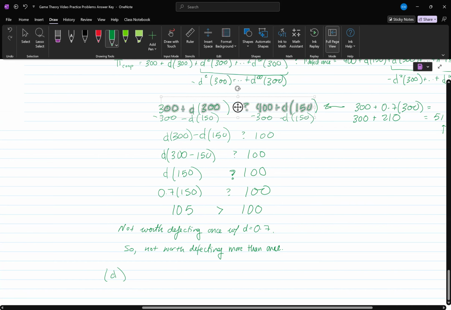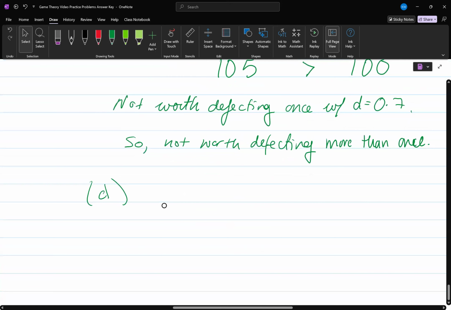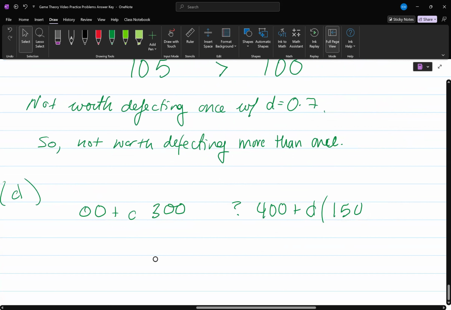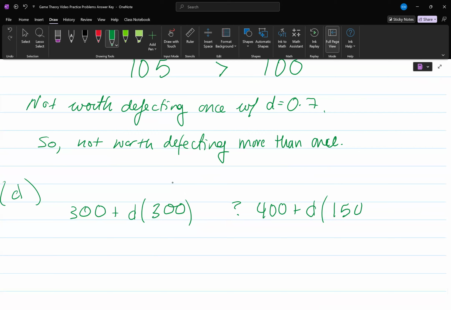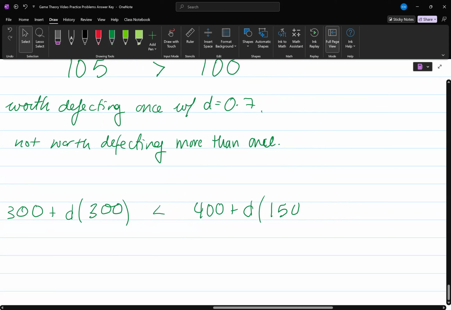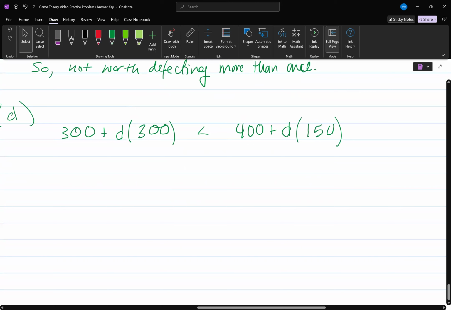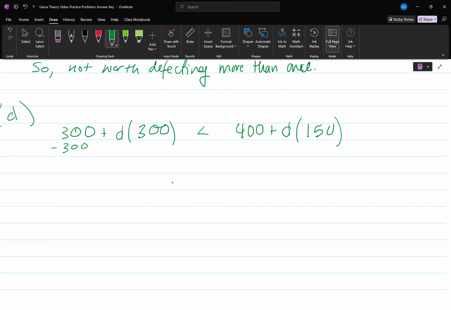So let's go ahead and copy over our payoffs in their general form. Looks like we lost a couple lines here. So it's 300 plus the discount rate times 300. That's our payoff from cooperating. And we want to know what discount rate will make that less than the payoffs from defecting, which is 400 plus the discount rate times 150. Okay. So here we're just going to solve for the discount rate. So I'm going to subtract 300 from both sides. And I'm going to subtract the discount rate times 150 from both sides.